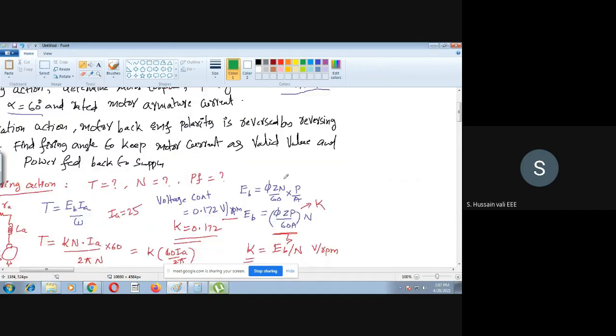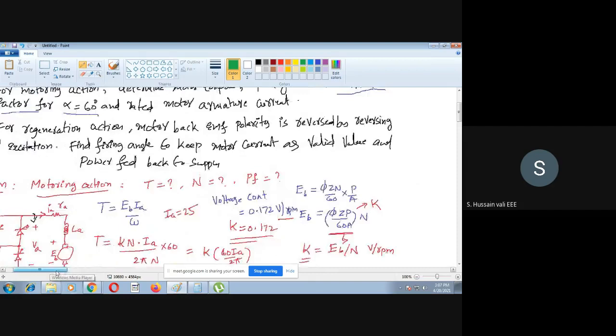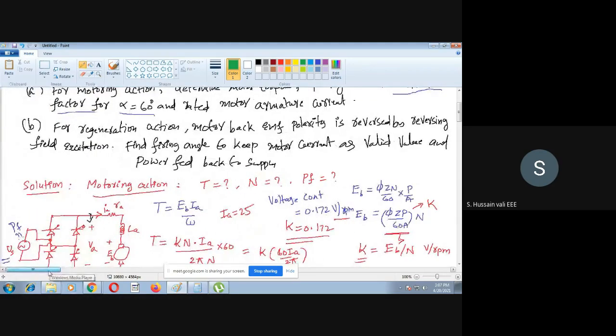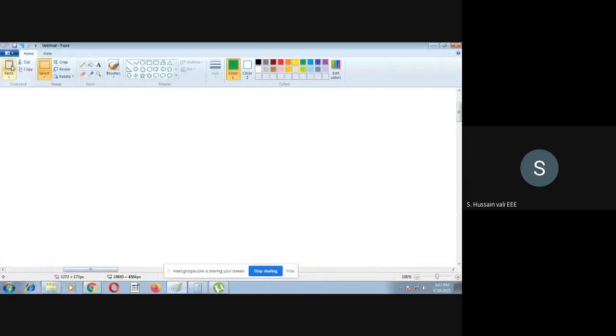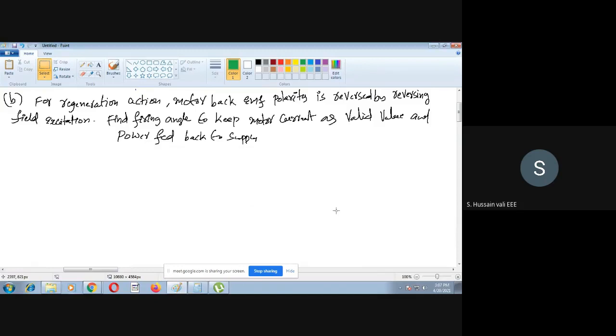So now we'll go to the second question. What is the second question? The second question is that for regenerative action, motor back EMF polarity is reversed by reversing field excitation. Okay, we'll just copy this and solve this side. For regenerative action, motor back EMF polarity is reversed by reversing field excitation.